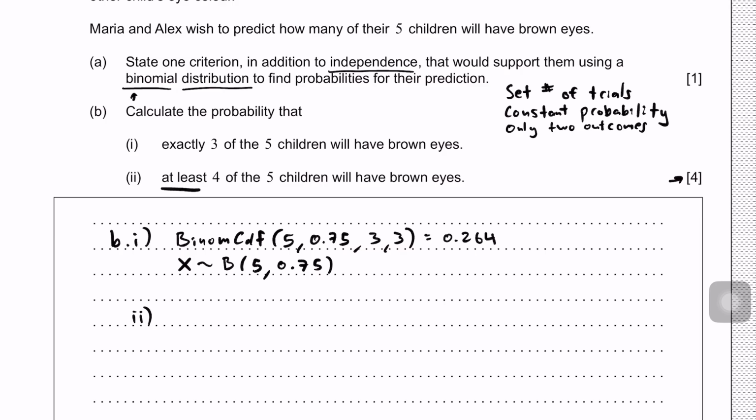Okay, so let's write that out. Binomial CDF 5, 0.75, lower bound 4, upper bound 5, and in this case, probability is 0.6328, so that would be 0.633.